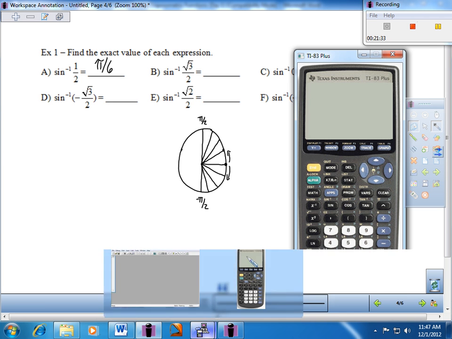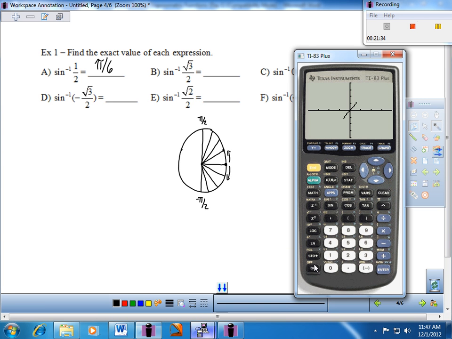Okay, again, a lot to absorb here. Keep working at it, though. You'll be successful with it, I promise. Let's type it in. Here we go. Inverse sine 1/2. That number that the calculator gives you is exactly pi divided by 6. Let me just prove that to you. There is pi divided by 6, and notice that's the number. Perfect.